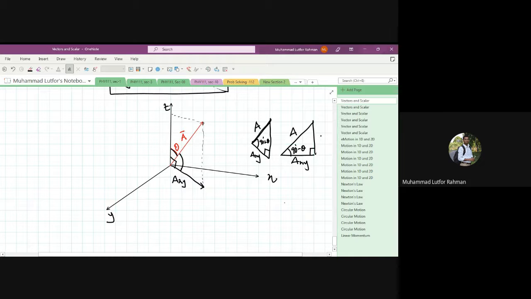Now I'm going to find out the AXY. I'll define the cos of 90 degrees minus theta would be base, the base is actually that AXY, divided by hypotenuse. Hypotenuse is actually that A for this triangle. This is A. Then it becomes AXY, because cos of 90 degrees minus theta is basically sine theta, right? It becomes A sine theta. Thank you, sir. That's how actually we can find out.